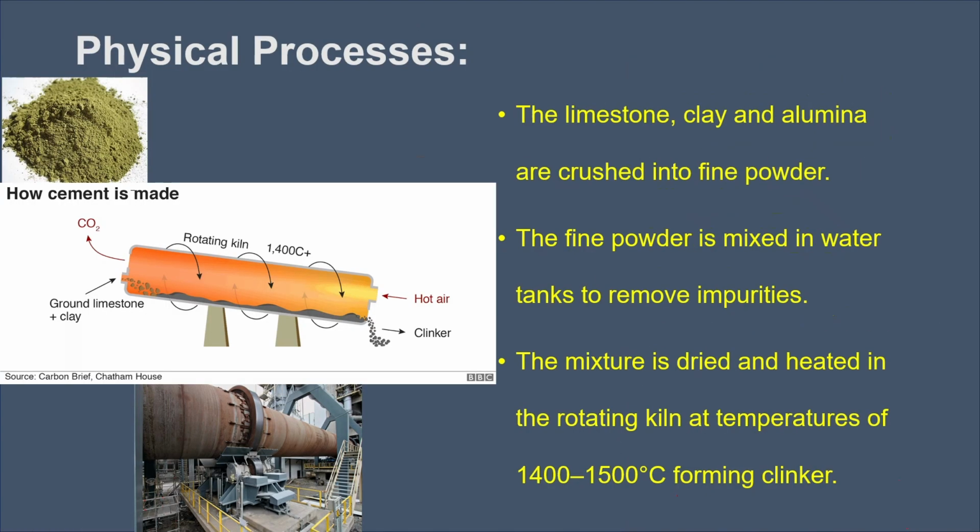How does the process take place? The limestone, clay, and alumina are crushed into fine powder like we can see in the left upper corner there. Then the fine powder is mixed with water in the water tanks to remove impurities. That is the purification process. Then the mixture is dried and heated in the rotating kiln at temperatures of 1400 to 1500 degrees Celsius, forming clinker. That happens in the rotating kiln, and that means that the temperatures are very hot and they're 15 times as hot as boiling water in the process there in the rotating kiln that we can see on the left there.